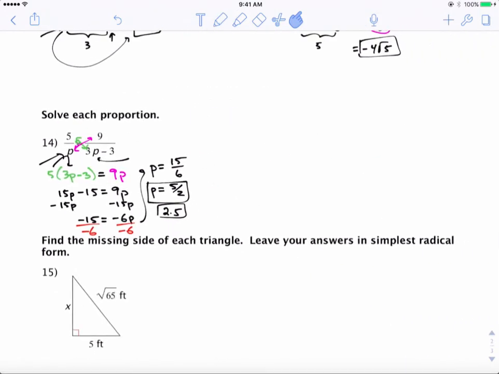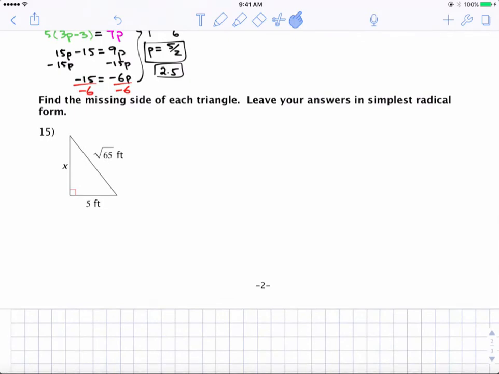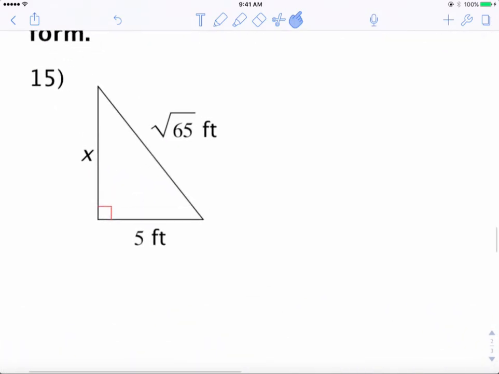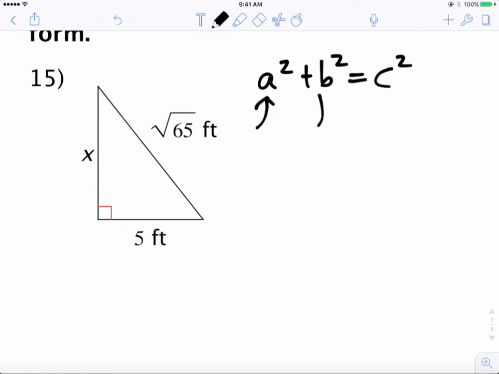Last but not least, we are looking at the Pythagorean theorem that we're going to use for finding the missing side of a right triangle. Now, the Pythagorean theorem we all know and love, a squared plus b squared equals c squared. And remember that a and b represent the lengths of the two legs of the triangle, the two shorter sides, and c represents the length of the longer side.